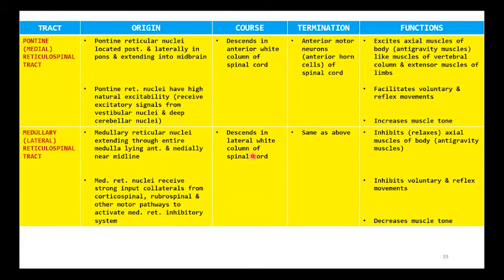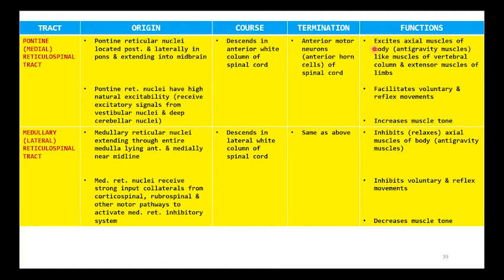As far as the functions are concerned, the medullary reticulospinal tract is almost opposite to that of the pontine. You can see inhibitory effect on the muscle tone, inhibitory effect on the voluntary as well as reflex movements. So all the functions of the pontine reticulospinal tract are reversed in the case of the medullary reticulospinal tract.